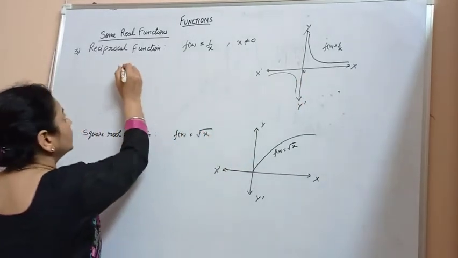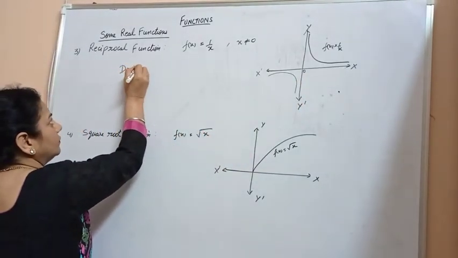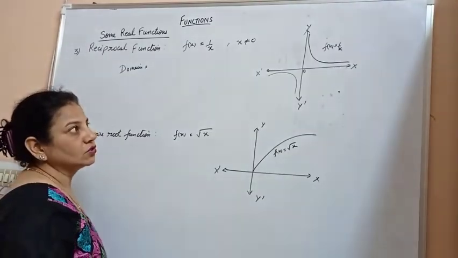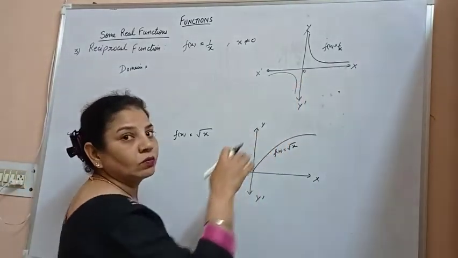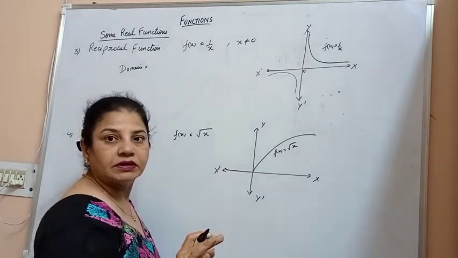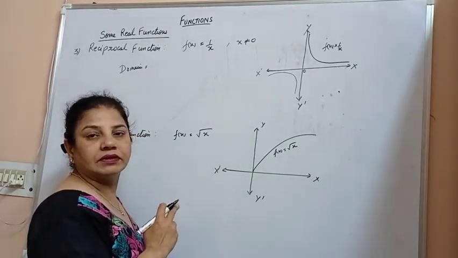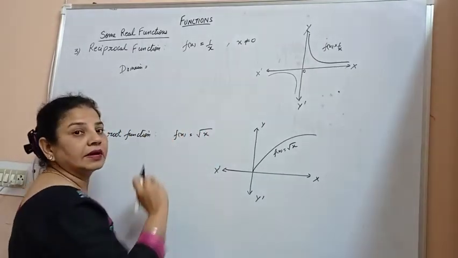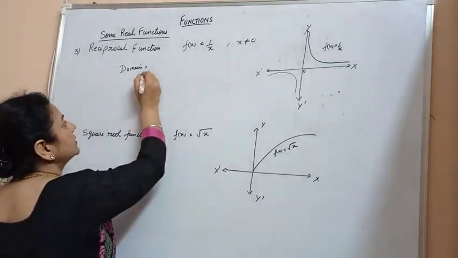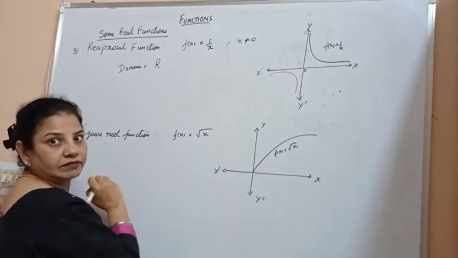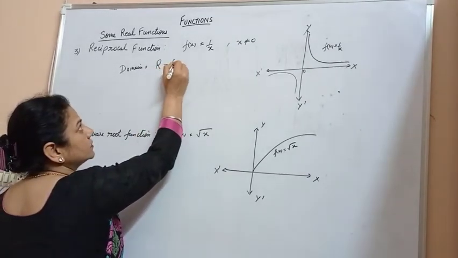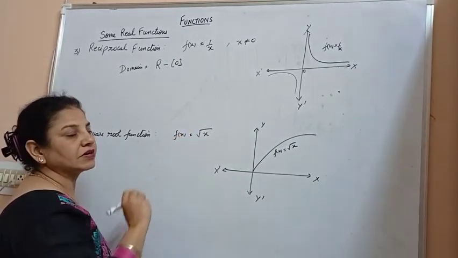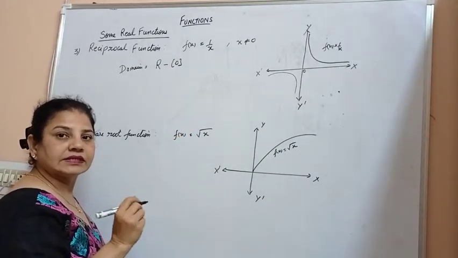So for the domain of this graph, we know that the domain is the set of values of x. Here we are giving x as 1, 2, 3, 4, 5, 6, all positive real numbers, and all negative real numbers. But we are not giving x as 0, because for 0 the function is not defined. So the domain of this function is all real values except 0.